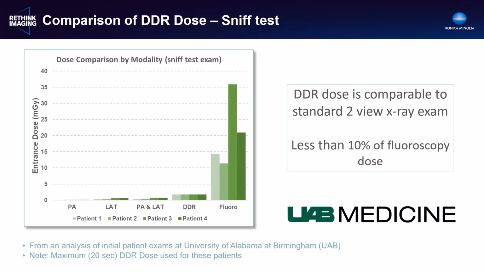To understand the dose of a thoracic acquisition, we examined the dose for 4 patients, all of whom received conventional 2-view X-ray, DDR, and fluoroscopy at the University of Alabama, Birmingham. The fluoroscopic entrance dose ranged from 11 milligrays to 36 milligrays, with an average of 21 milligray. The DDR dose for the maximum duration 20-second DDR technique was just 1.78 milligray. Again, as we saw with the shoulder, the DDR dose is comparable to conventional static radiography.